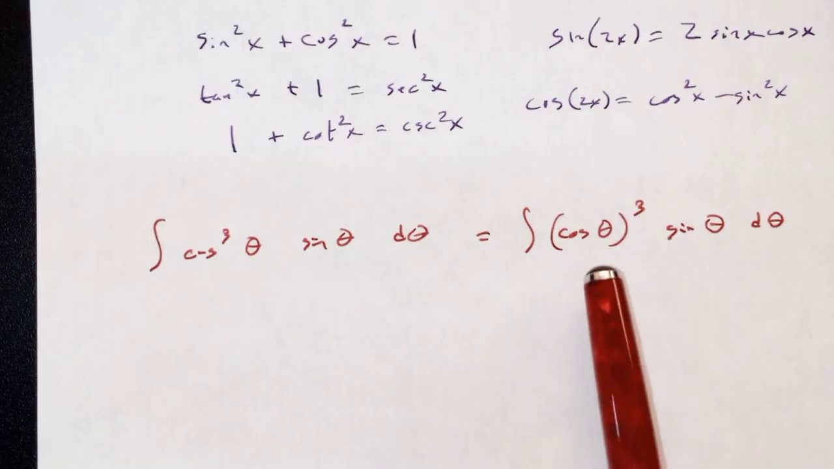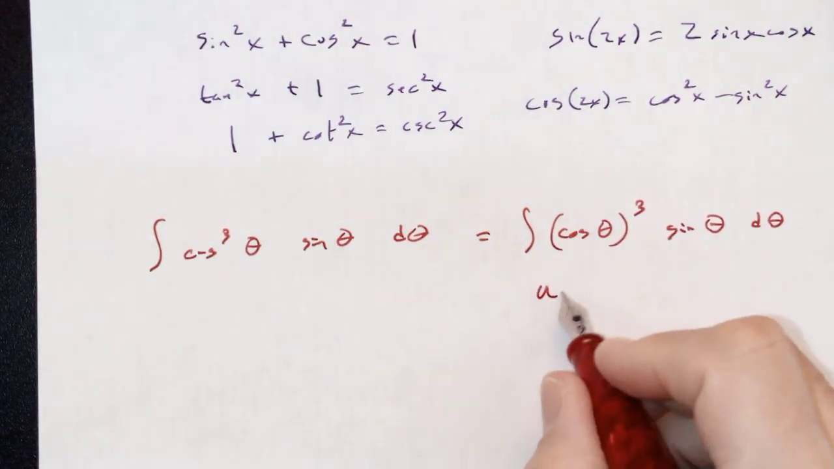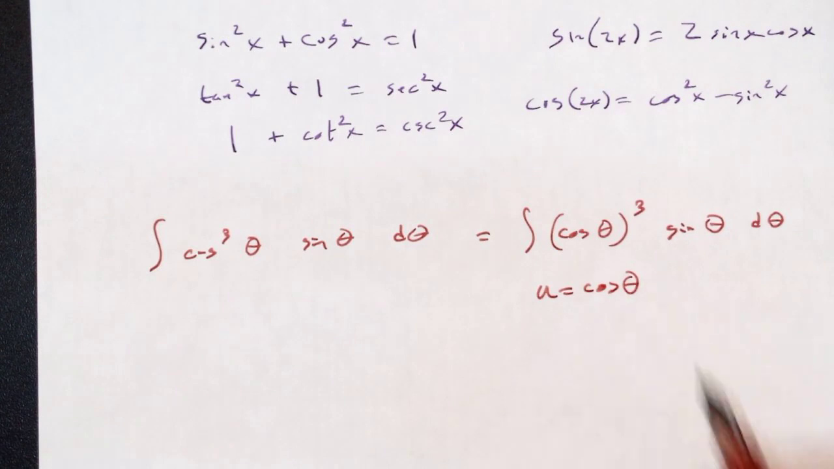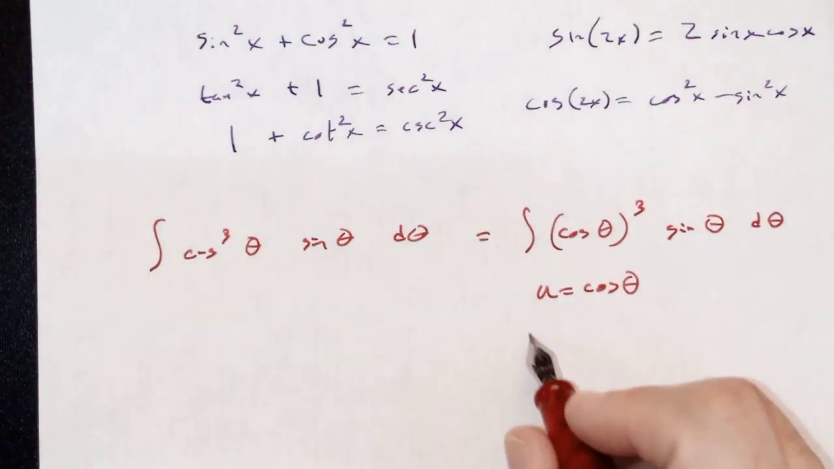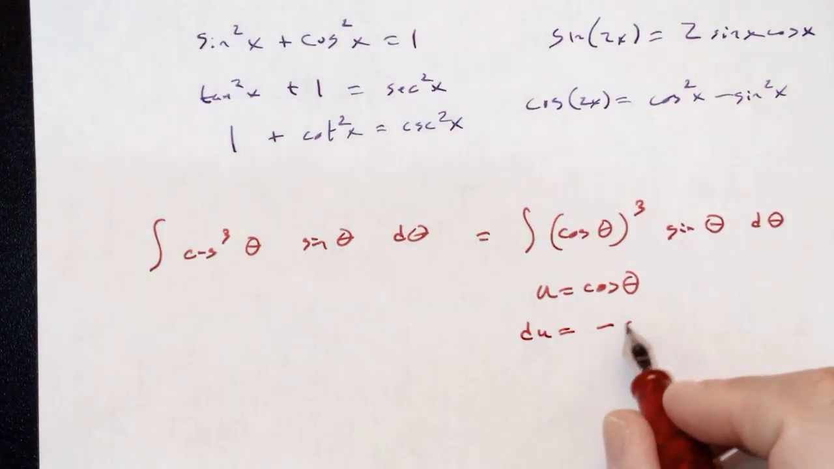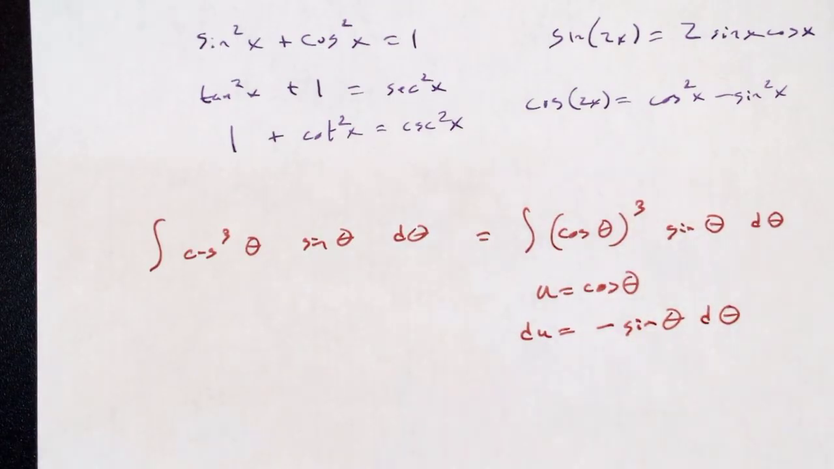I see thing cubed. There's my chain rule. That's my U substitution. The inside piece. What's the derivative of cosine of theta? I'm missing a minus sign.